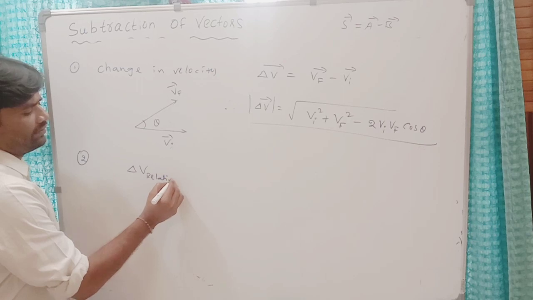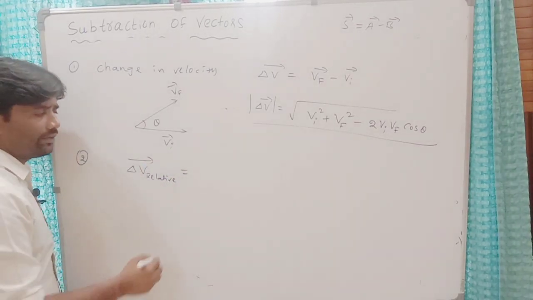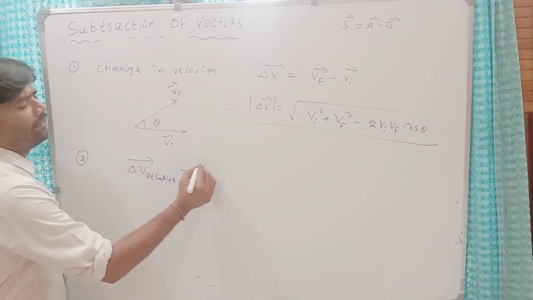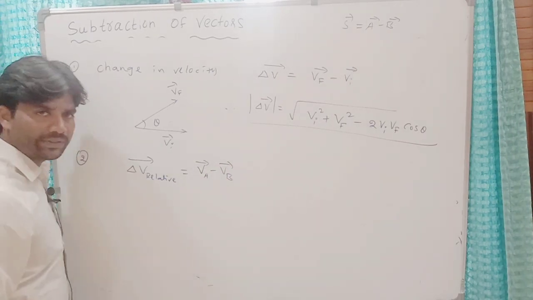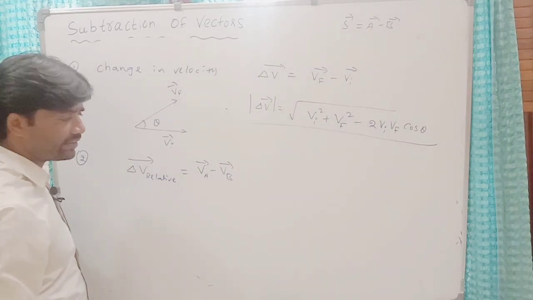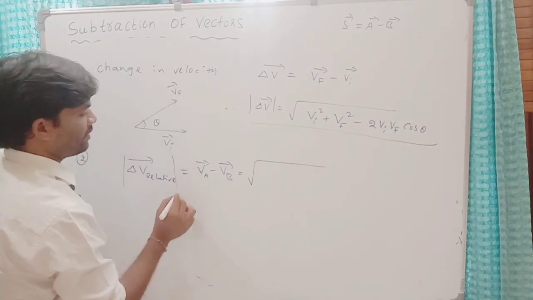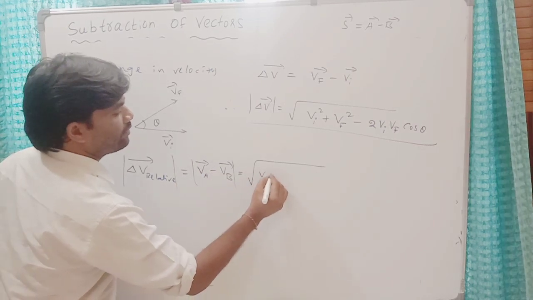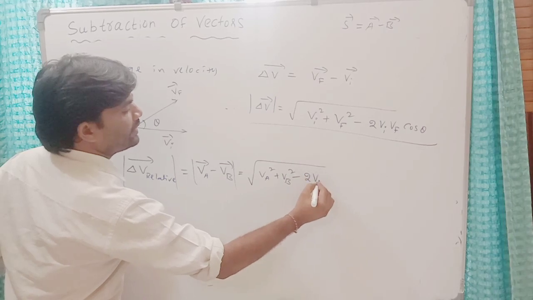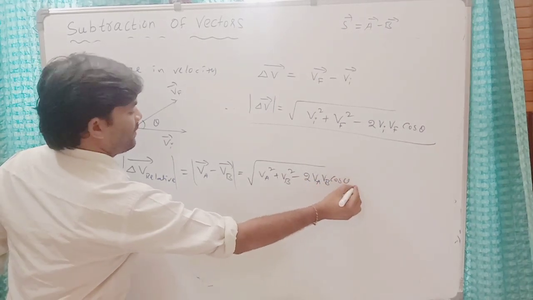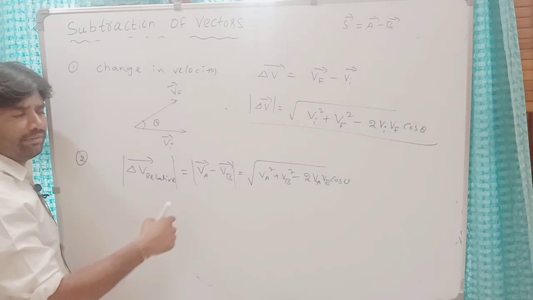Relative velocity can be found by using vector subtraction. Relative velocity means velocity of a body with respect to another body. Velocity of a body with respect to b is what? Velocity of a minus velocity of b. So this is also its magnitude. If you want, write the magnitude of this is equal to root of va square plus vb square minus 2 va vb cos theta. This is the relative velocity of a with respect to b in magnitude.